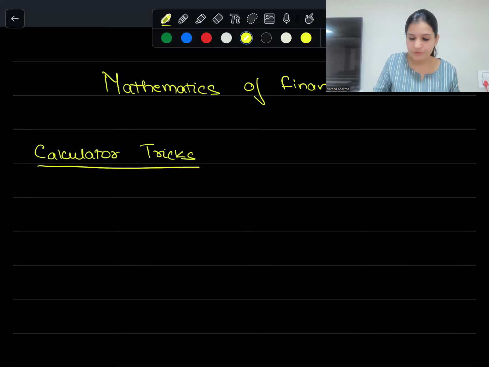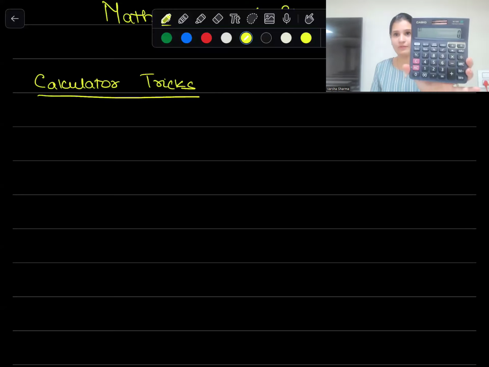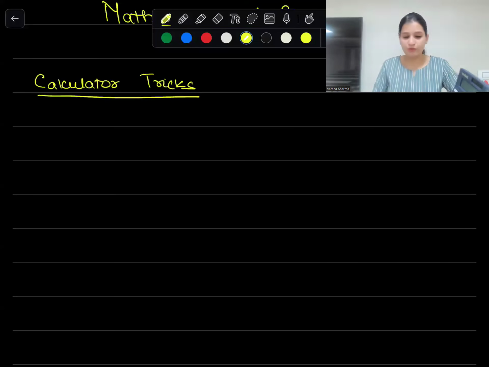For that, I request everyone to kindly keep your calculators with you, so that you can see my calculator and what I'm about to do here. I have removed my virtual background for that. These calculator tricks are more important for this chapter, but some of them, the memory tricks and everything, will also be applicable to our other chapters of maths and stats. This particular topic is extremely important for you to understand.